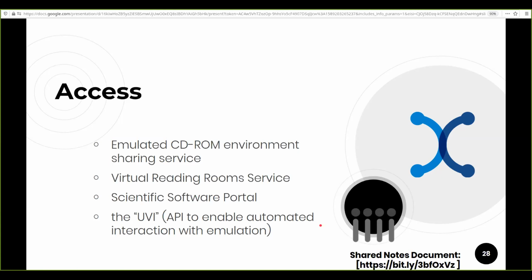And then the final piece being what is called the Universal Virtual Interactor, which would be an API to enable automated interaction with emulation. This being a really general use case where you just give the UVI any legacy file, and characterization work will be done to identify the format and match it up with an emulated environment within the EASY network that would be capable of rendering that file. That would be a big piece for contributing to the linked data community and building up this base of knowledge about what software and what operating systems could be associated with which file formats and file types.